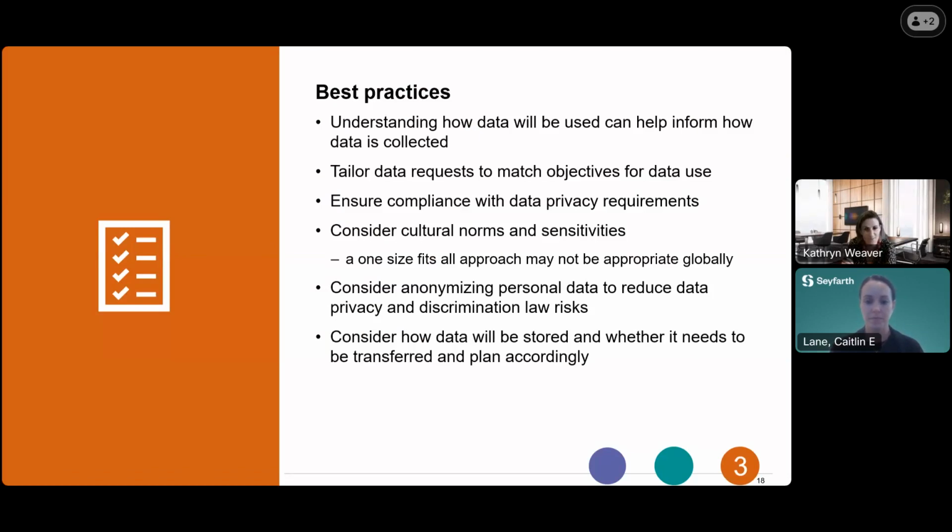Don't underestimate the importance of cultural norms and sensitivities. While the law is important and should obviously be followed, also consider whether questions are appropriate for each jurisdiction you're rolling it out in. Remember, one size does not fit all when it comes to DEI monitoring. Last two points: consider anonymizing your personal data in order to reduce data privacy and discrimination risks. And also don't forget that there are strict rules around transfer and storage of personal data, and make sure you factor that into your project planning.